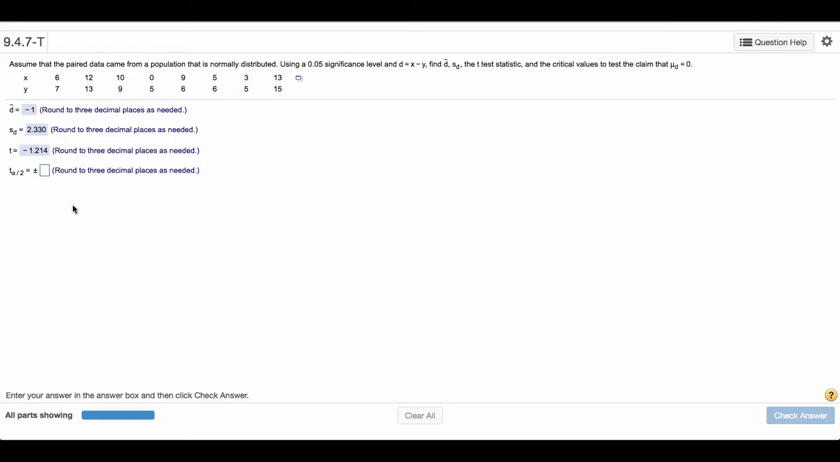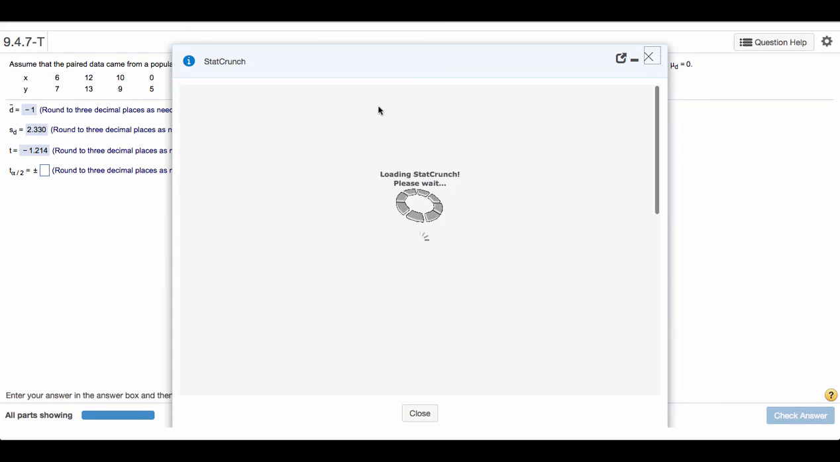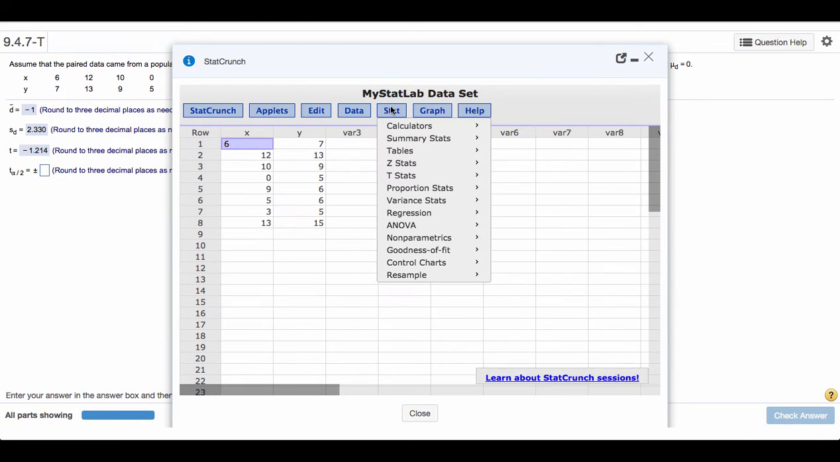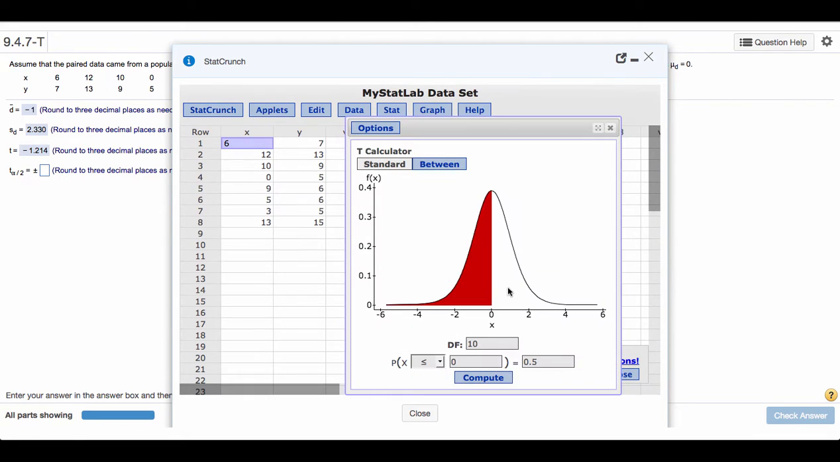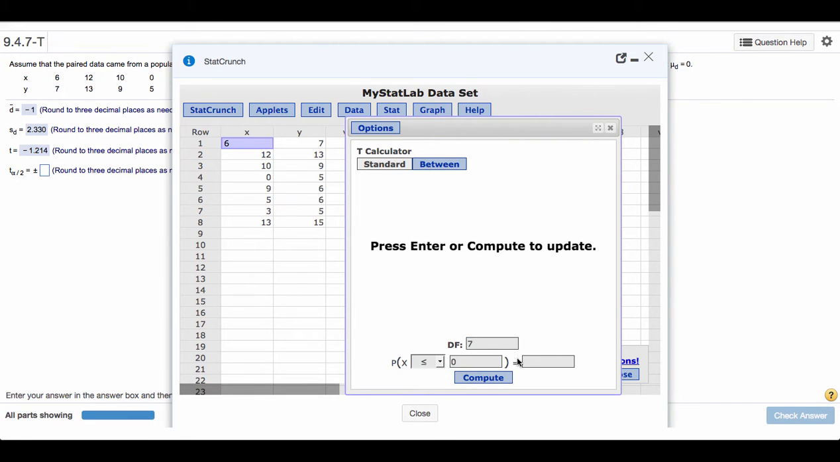Now we are to find the critical t-value. We have 1, 2, 3, 4, 5, 6, 7, 8 pairs of data. So that gives us 7 degrees of freedom, n minus 1, the number of pairs minus 1. So in order to find the critical t-value, we will use the calculator in StatCrunch for the t-distribution. So we'll open StatCrunch again. We'll click Stat, Calculators, T, and then make sure that we specify 7 degrees of freedom.